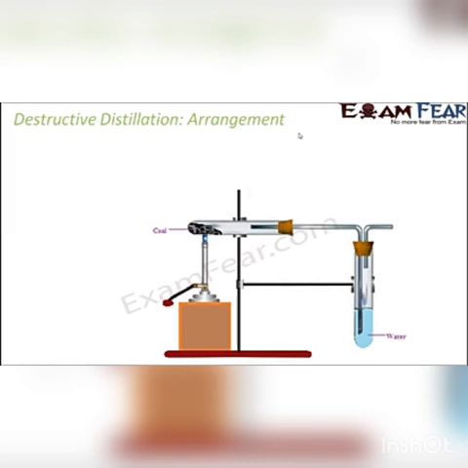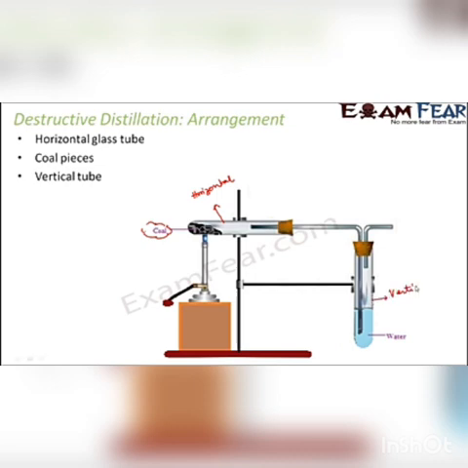For this purpose, we would need a horizontal glass tube, as you can see here. We would need another vertical glass tube. We would need some coal pieces, as you can see here, and we are going to heat these pieces of coal. We also need a vertical tube, so here you can see the vertical tube.